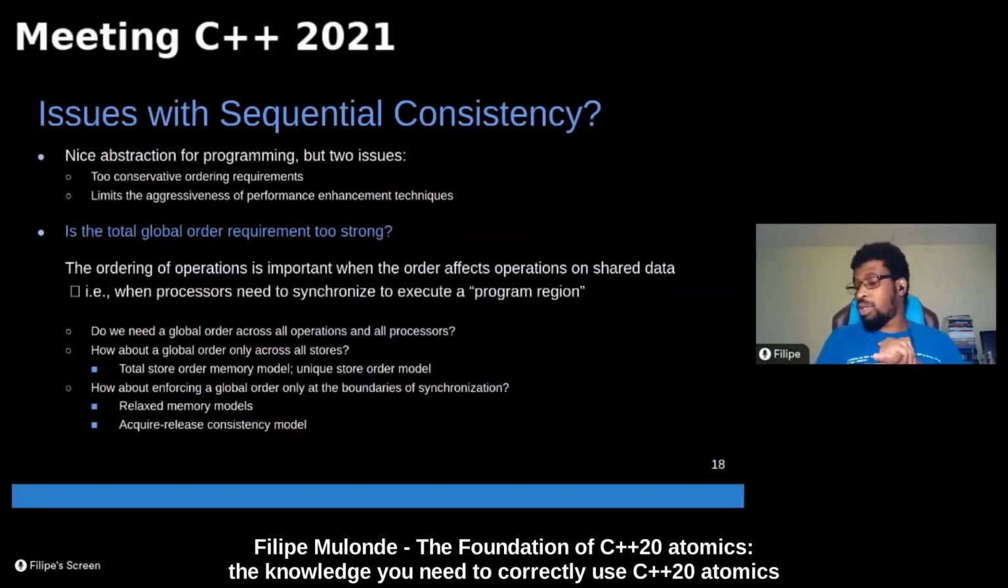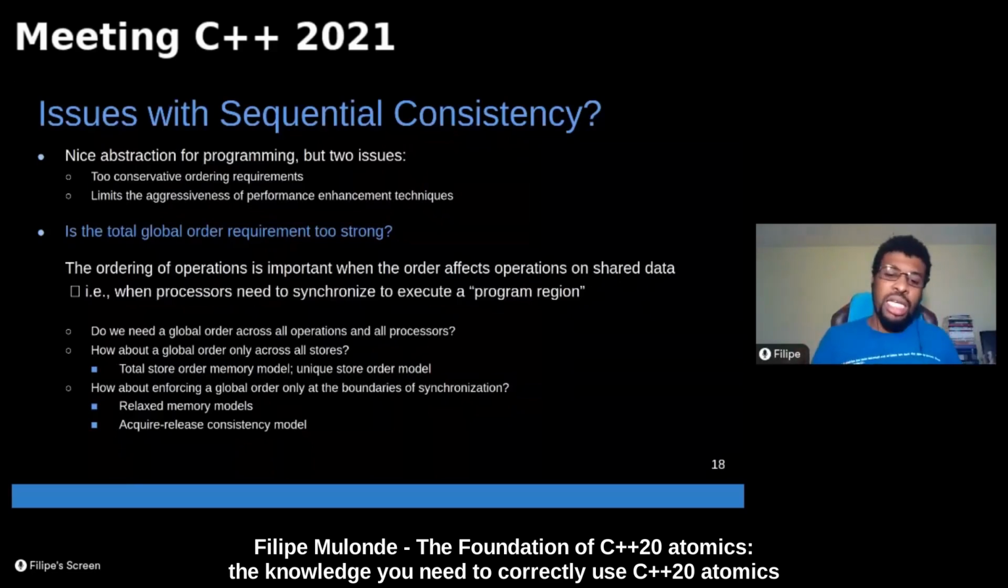So now let's talk about issues with sequential consistency. Sequential consistency is a nice abstraction for programming, but has two issues: too conservative ordering requirements, and it limits the aggressiveness of performance enhancement techniques. And we have a question: is the total global order requirement too strong? Why? Because the ordering of operations is important when the order affects operations on shared data. That is, when processors need to synchronize to execute a program region.